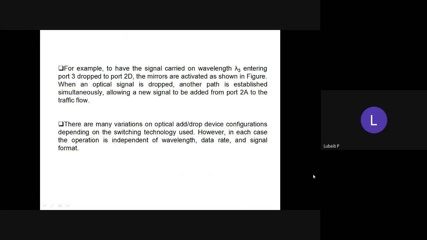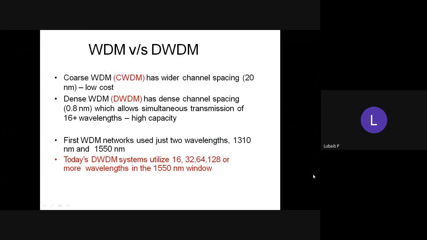However, in each case, the operation is independent of wavelength, data rate, and signal format. Okay, and then let's see the comparison of wavelength division multiplexing versus dense wavelength division multiplexing. I think I mentioned this term, dense wavelength division multiplexing, in the previous session. You know that the term dense means density, and you can expect what the difference will be. Coarse WDM has a wider channel spacing, 20 nanometers.